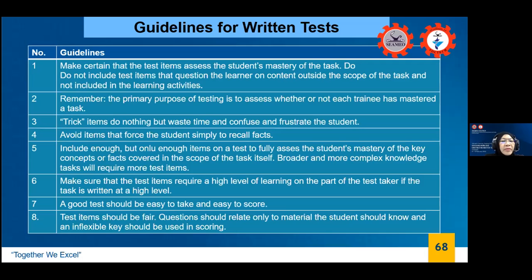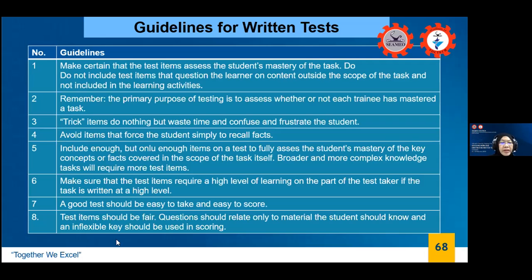Okay? Next, number 8, items should be fair. Questions should relate only to material that students should know, and an inflexible key should be used in scoring. What does this mean? This means that all the question items that you will use in your written test should only be within the scope of your learning activities.